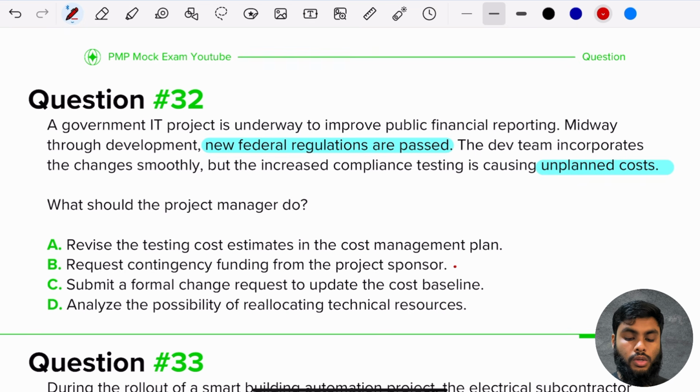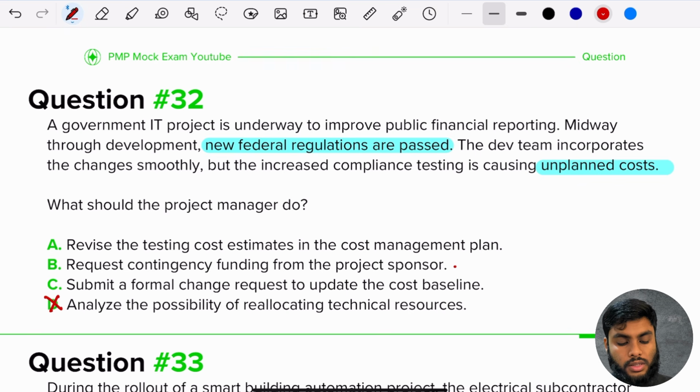All right. So I'm not going to do this one, D. Analyze the possibility of reallocating technical resources. This situation doesn't call for technical resources. We are simply increasing costs. We have implemented the changes smoothly. So D is not going to be the right answer. Okay.